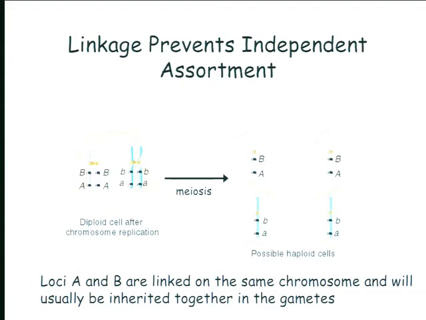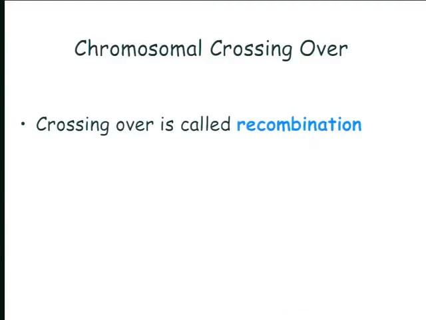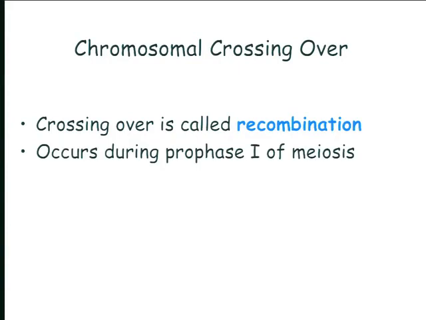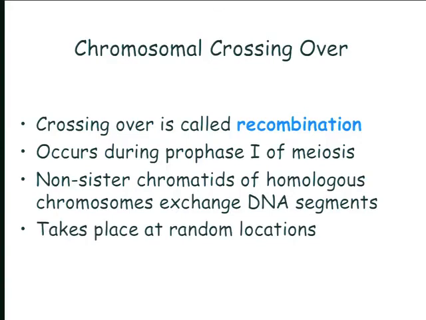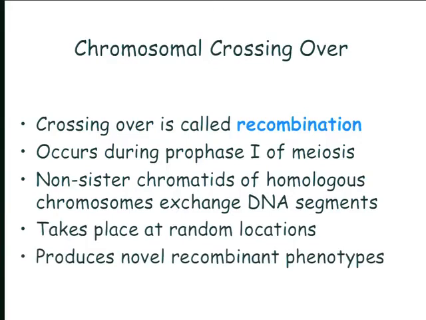But of course we know that there's a big exception to that as well. And that's because crossing over occurs. And we know that phenomenon is recombination, which occurs during prophase 1 of meiosis in all cells. And that, of course, is where non-sister chromatids, so chromatids from the two parents, from the homologous chromosomes, exchange DNA segments. And it takes place at random locations. What that affords, then, is the production of novel recombinant phenotypes. And that's why none of us look exactly the same as our parents.